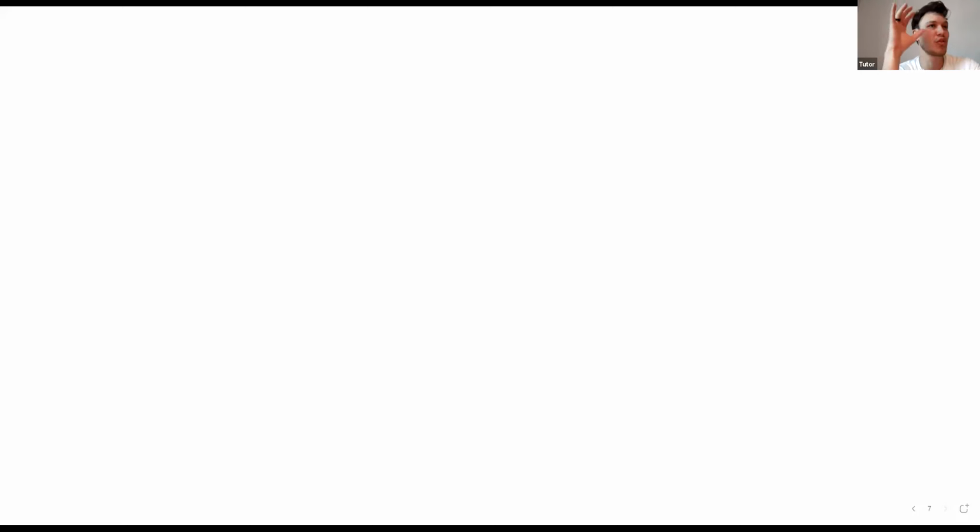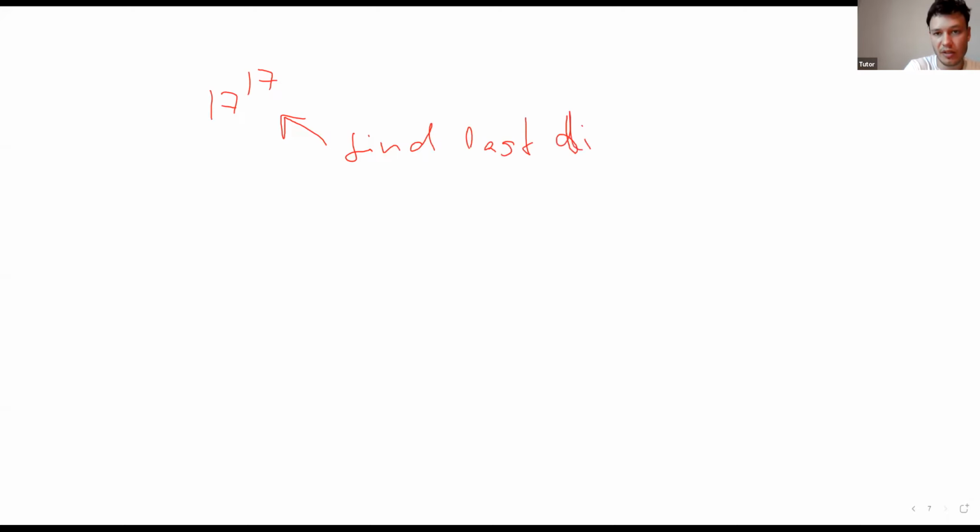to compute the remainder. You have some big number and you ask, what's the remainder of this big number modulo this modulus? Or for example, if you try to figure out what's the last digit of a number. So let's imagine I had 17 to the power 17, and the question is, what's the last digit? So find the last digit of this expression.